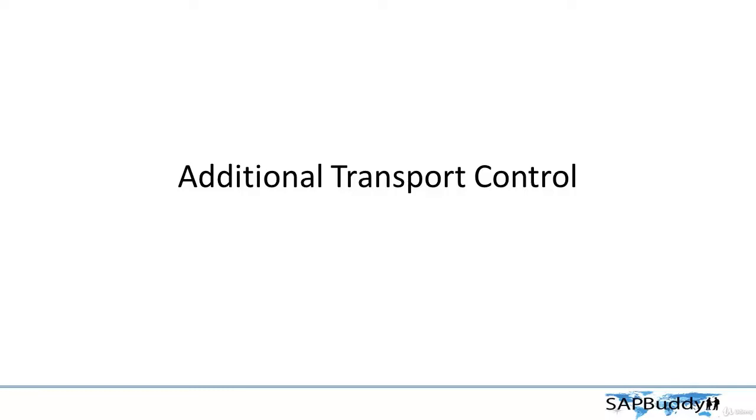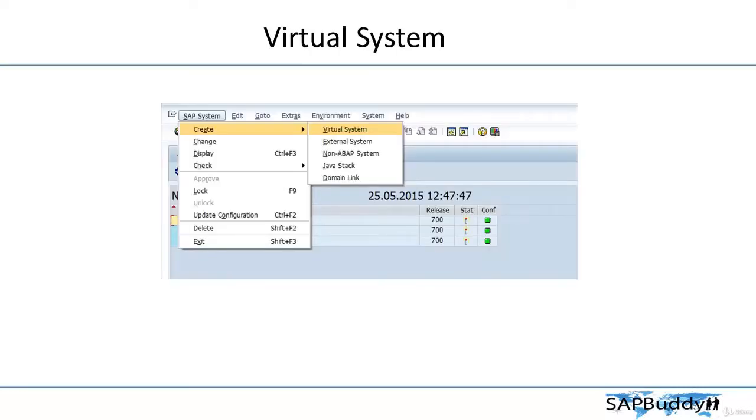In this session we will discuss additional transport controls which we can configure or use in STMS. So far, what we have seen is the underlying technology behind STMS, and we also created a basic configuration of TMS. We will see some more advanced configuration in TMS. First, let us talk about virtual systems. We have briefly seen before what a virtual system is.